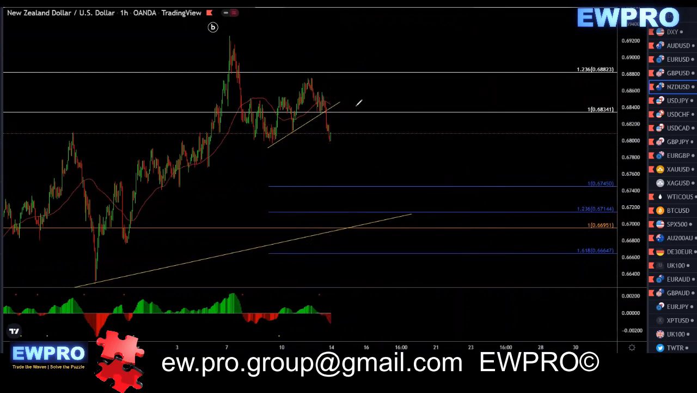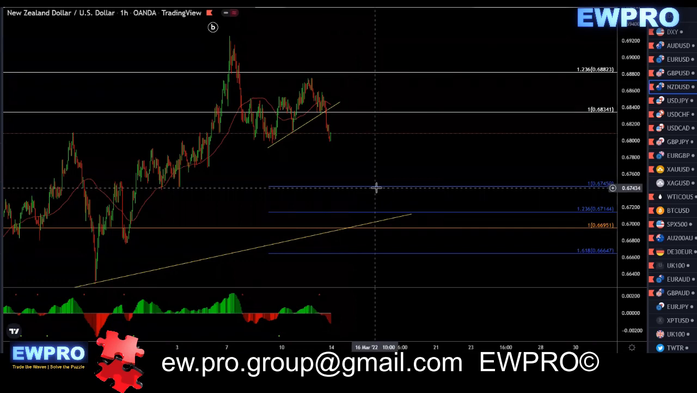If you get a little bearish setup in here, a little flag or something, you could look for that sell down to that 100 fib and definitely be moving to break even and taking half off at that 100 fib.